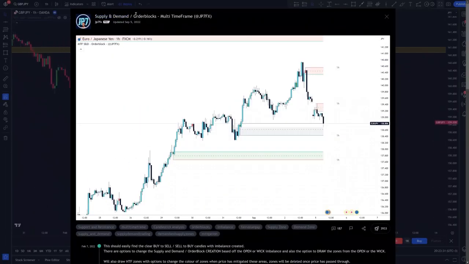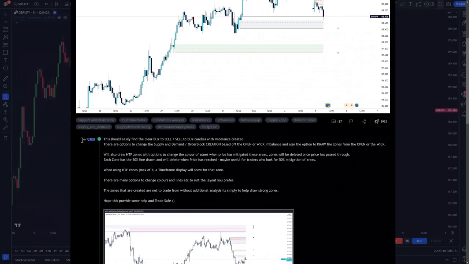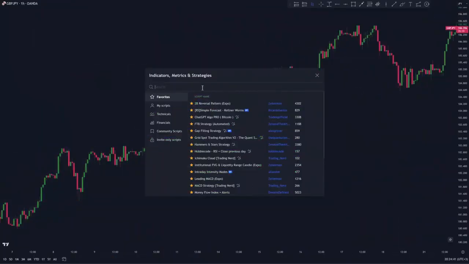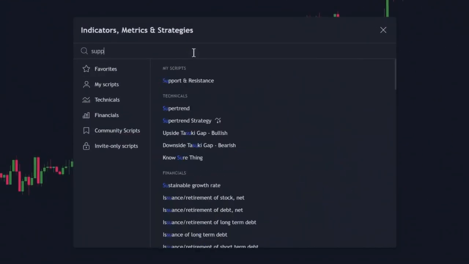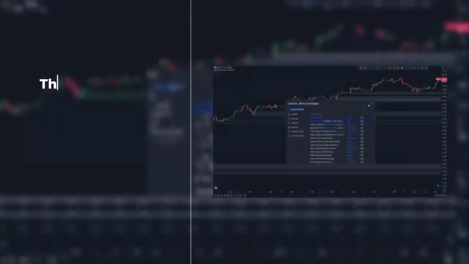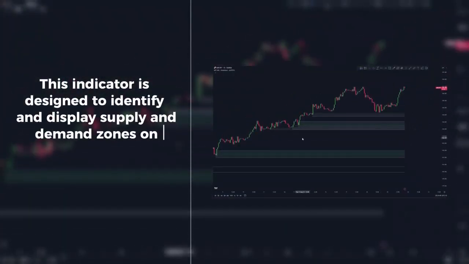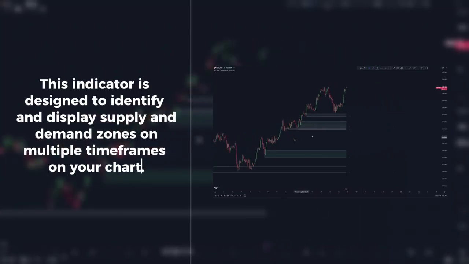This indicator was created by JP7FX in February of 2022. To add it to your chart, open the indicator search tab and type in supply and demand. Select this one by JP7FX. This indicator was designed to identify and display the supply and demand zones on multiple timeframes on your chart.